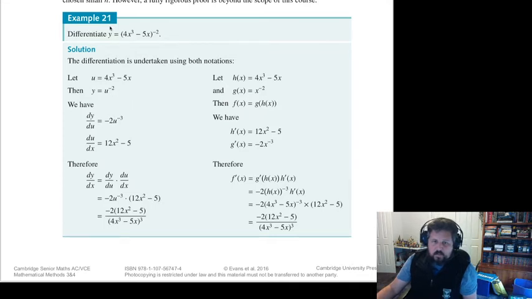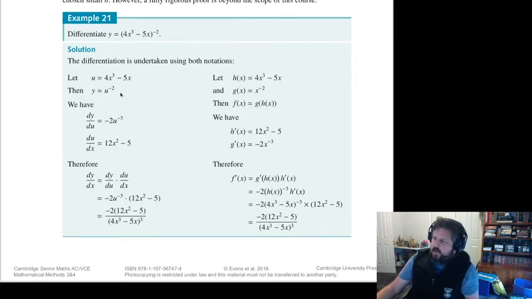Here is worked example number 21. It says differentiate 4x cubed take away 5x, all to the power of negative 2. Again, I would use Leibniz's notation, but if you prefer to follow along another way, ultimately it's the same thing you're working out. So I consider the part in the middle as u, making u equal to 4x cubed take away 5x, and then y is equal to u to the power of negative 2. I've listed each of those.